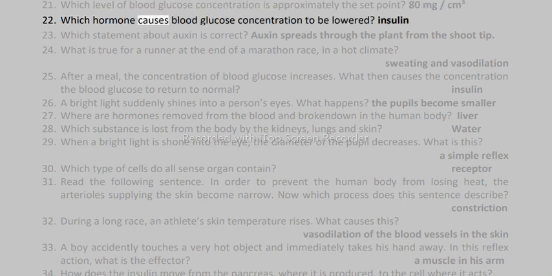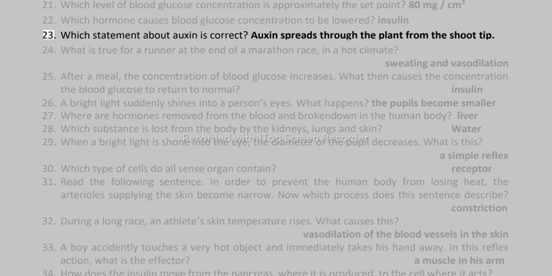22. Which hormone causes blood glucose concentration to be lowered? Insulin. 23. Which statement about auxin is correct? Auxin spreads through the plant from the shoot tip.